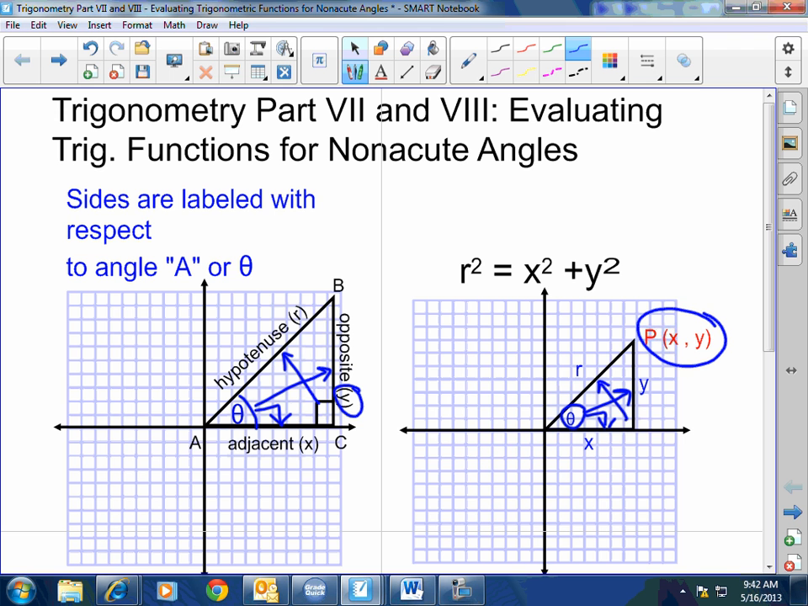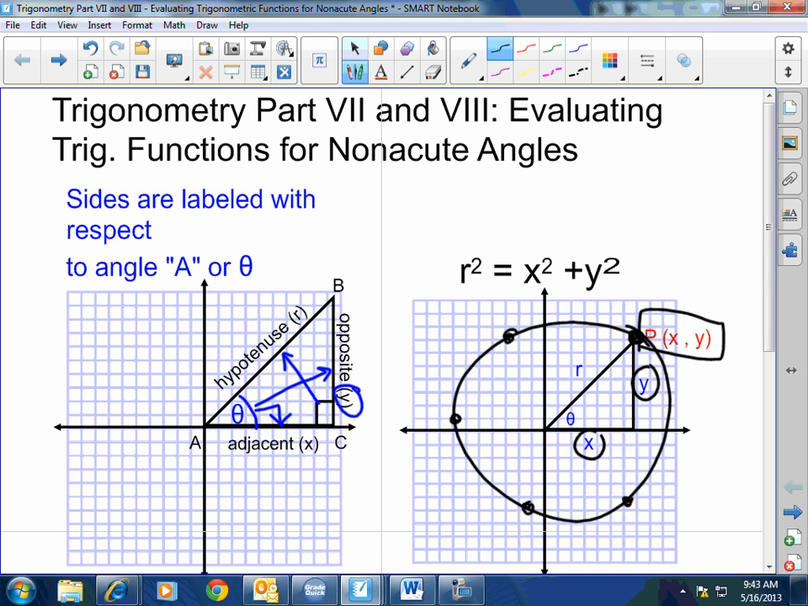This P is a point on the circle that is part of the revolution of the angle. Remember that when we're talking about trigonometry, please remember that we're talking about a circle. So as this radius moves from point to point, those are different locations on the circle, correct? Well, that's what this point P, x comma y represents. It represents the y value and the x value when an angle reaches a certain point on the circle. Okay, you guys with me so far, right?